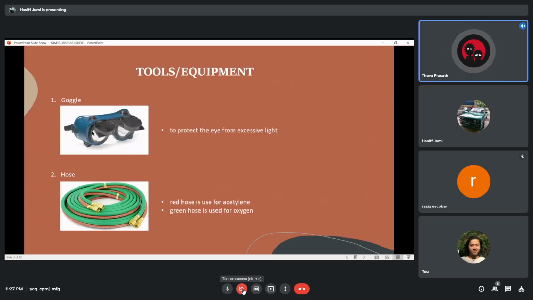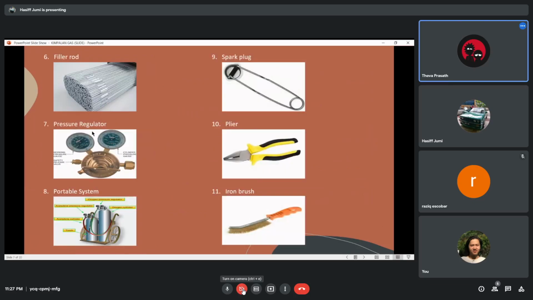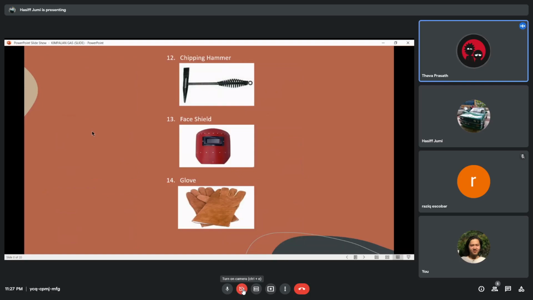Now we'll look at the tools and equipment. The tools we use are goggle, hose, torch, non-returning valve, manifold system. The sixth one is filler rod, and then the seventh one is pressure regulator, eighth one is portable system, ninth is spark plug, tenth is plier, eleventh is iron brush. Then the twelfth equipment is chipping hammer, then we should have face shield and glove.